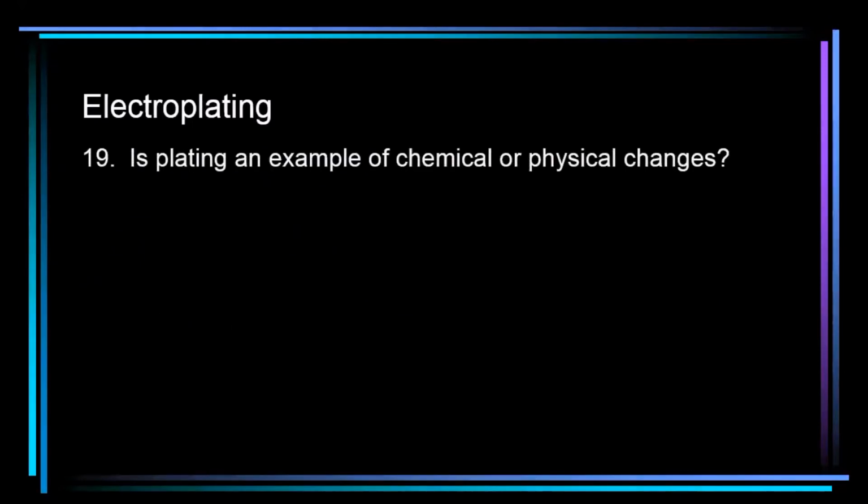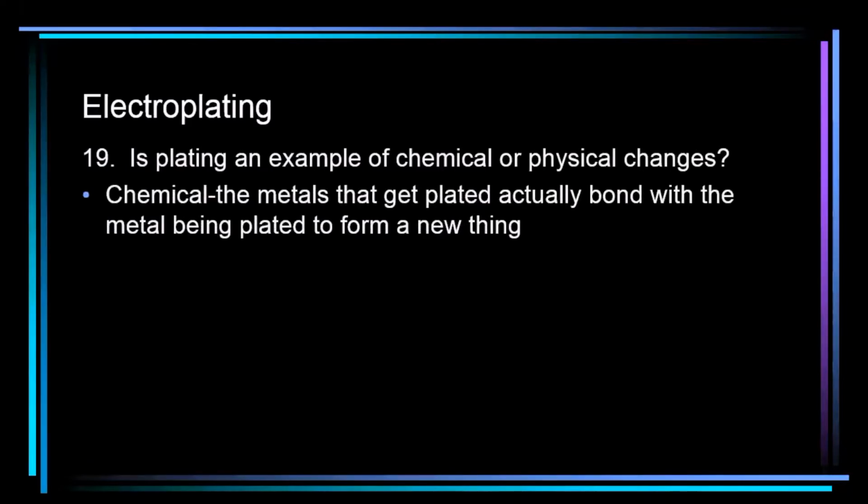Is plating an example of chemical or physical reactions? Actually, it's chemical. The metals that get plated are actually bonding with the metal that's being plated onto. It is kind of a weird chemical reaction because there are electrons being transferred. So there is a change in properties.